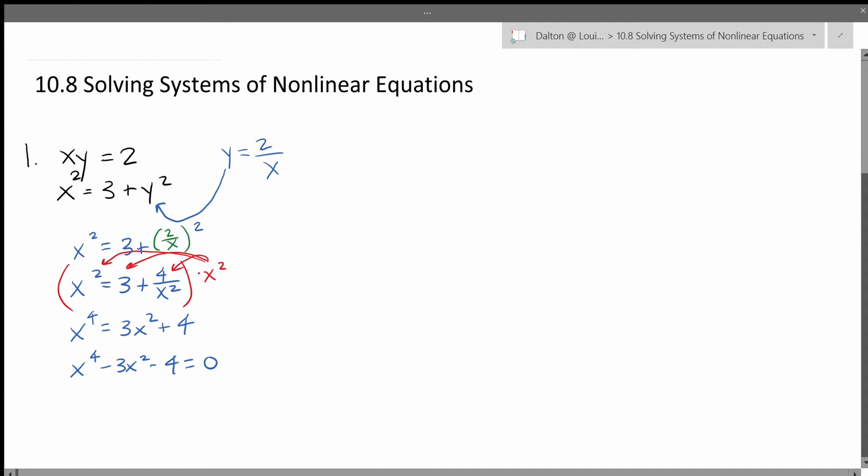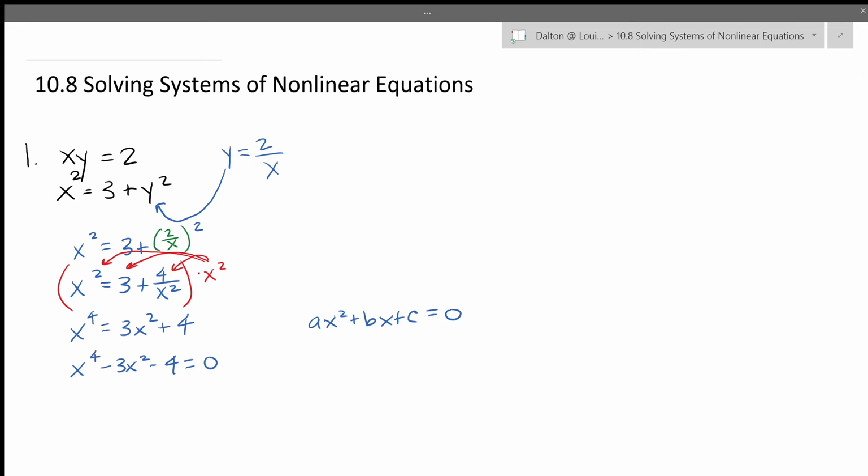Do you see how this kind of looks like a quadratic equation? Quadratic equations are in the form ax squared plus bx plus c equals 0. So this is very, very close to that, except instead of x squared and x, I have x to the fourth and x squared. So here's kind of a new concept.